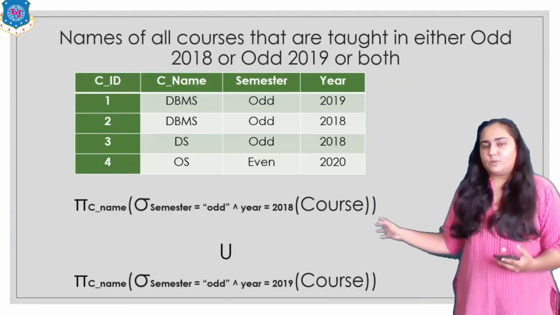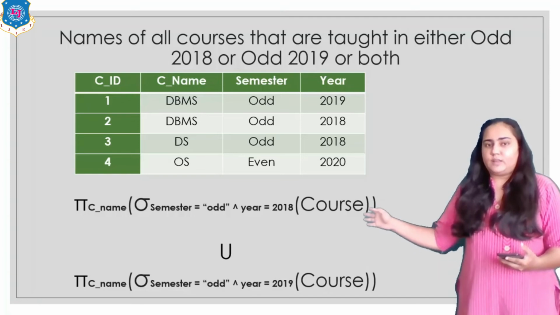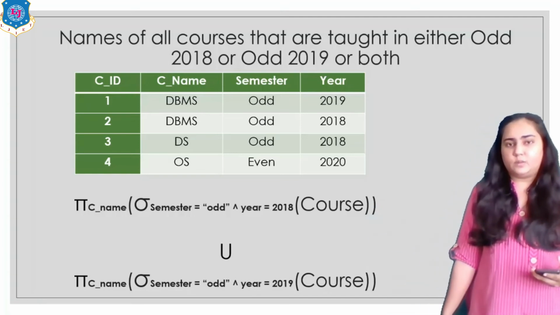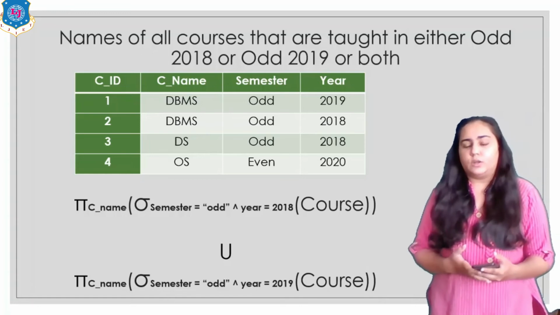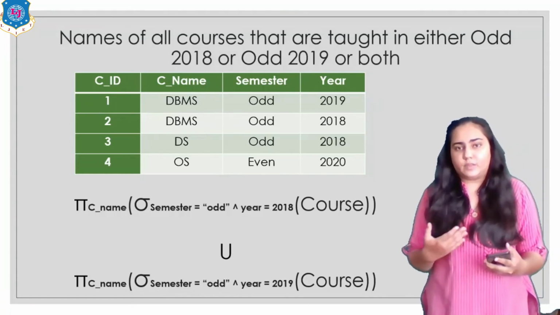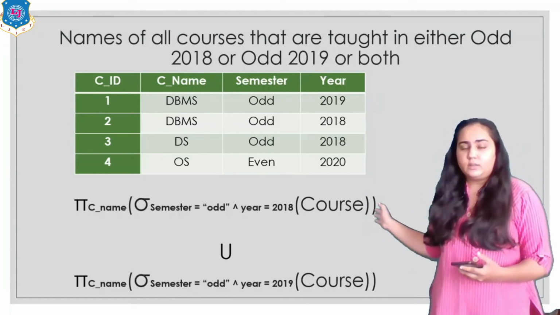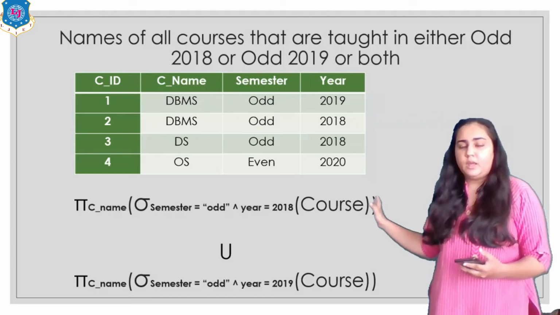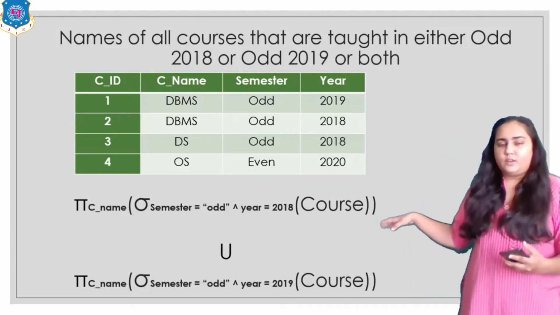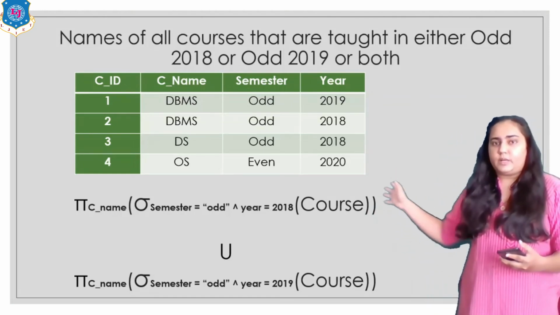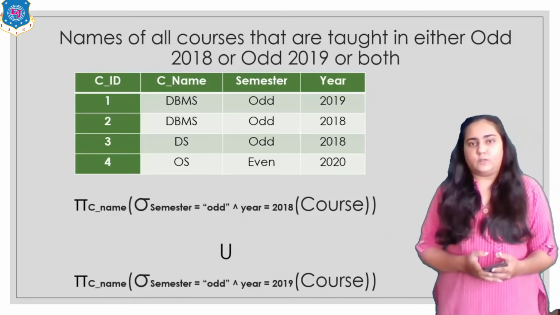So the innermost bracket is course, and outside that I have sigma, where I'm fetching semester ODD and year 2018, which I'm fetching from here. After doing that, I'm again enclosing this into brackets and applying the pi operation and fetching the course names.